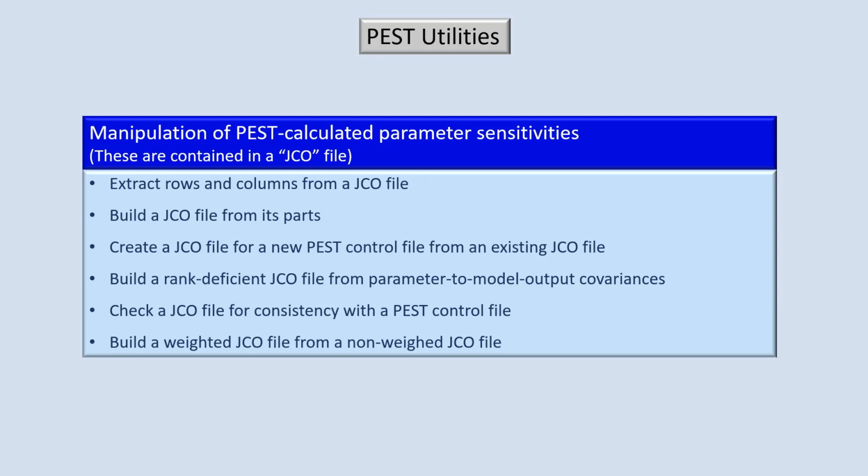Hence, a number of utilities are dedicated to manipulating files, so-called JCO files. JCO stands for Jacobian. A Jacobian matrix is a sensitivity matrix. So various utilities can build one JCO file from another, can extract parts of a JCO file to build another, can build a single JCO file from multiple JCO files, can build a new JCO file for a new PEST input dataset, provided certain conditions are met, if that new PEST input dataset is derived from an old PEST input dataset.